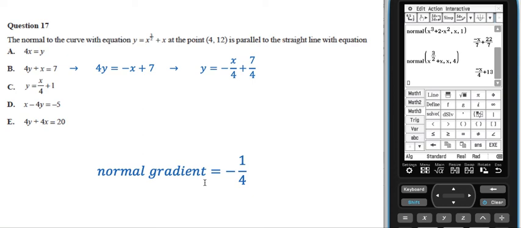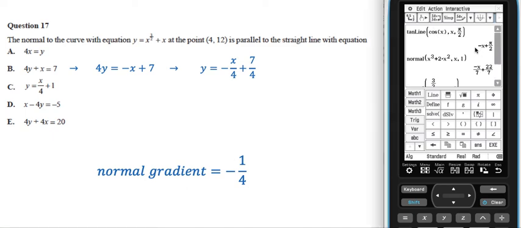So I hope that gives you a good idea of using your calculator to find equations of tangents and normals. Definitely a really handy feature. As I said at the start, just remember that when you have to write down the equation, make sure you put y equals, okay? Because if you don't put that y equals, you haven't put down an equation.